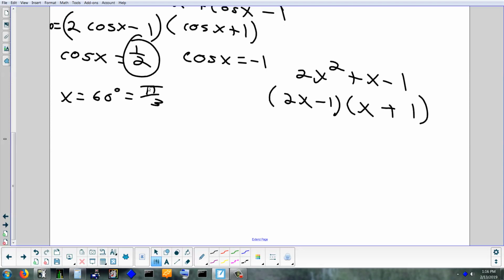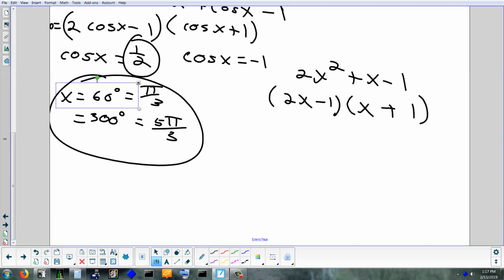Quadrant 4. And what's the formula in quadrant 4 to find an angle? 360 minus the reference angle. Our reference angle was 60, so it's 300. Now, to change that to radians, the way I do it, since we already know 60 is pi over 3, 300 is 5 times as big as 60. So just take the answer we already have, make it 5 times as big. So there's 2 answers.